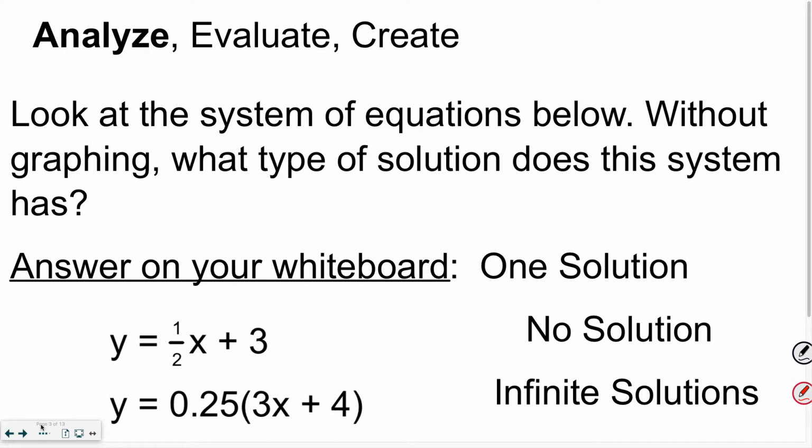Right, so we have a system of equations here. We have two equations that make a system. So grab your whiteboard. There shouldn't be conversation right now. Go right back to your seat if you're not in it, and we're going to start with the first example. On your whiteboard, write if you think that this system of equations has one solution, no solution, or infinitely many solutions. Without graphing.